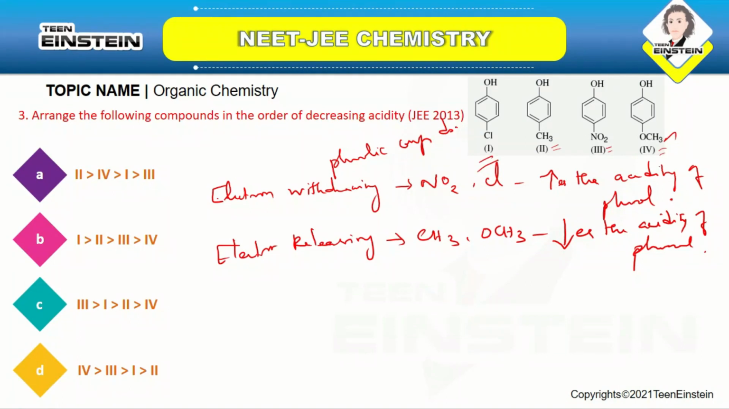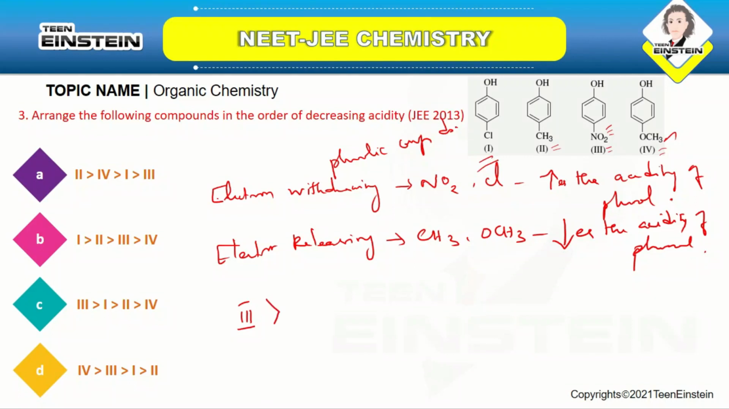So here we will arrange all the compounds in the order of decreasing acidity. The acidic property is highest for the nitro substituent, so that is the third compound.